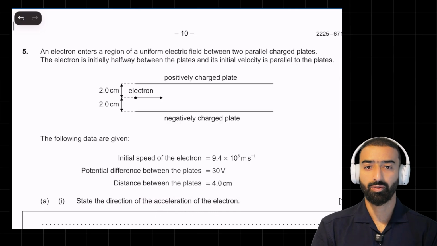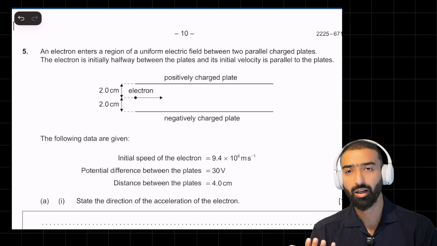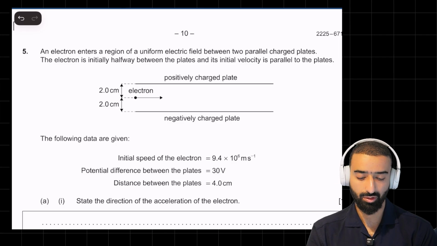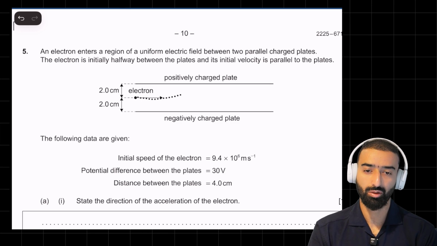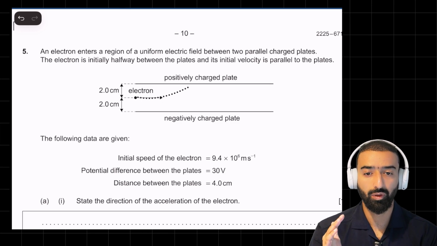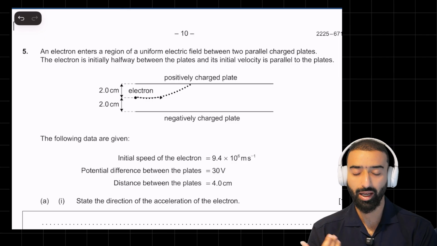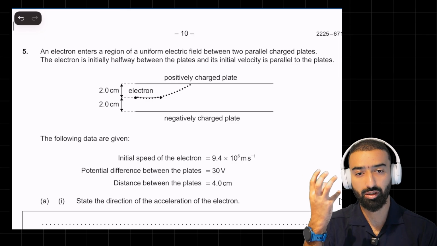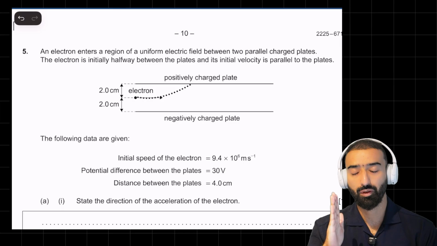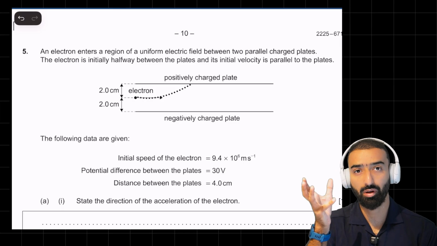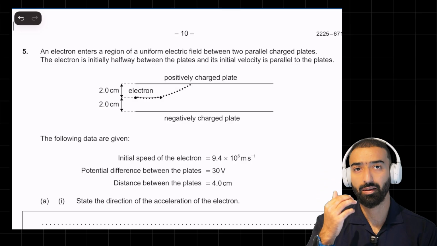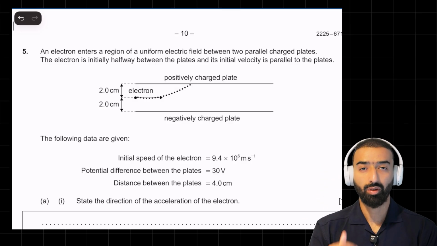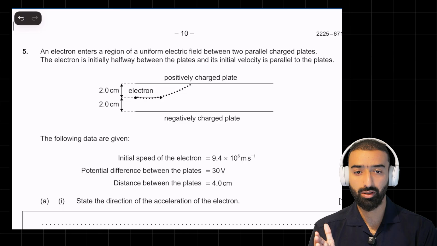To find the direction of acceleration, it's good if we can find the direction of force. When the electron is pushed inside the plates, that's when it moves into the plates, it will curve upwards. It will be attracted towards the positive plate. That means if the force points up towards the positive plate, the acceleration must point upwards as well. So the answer to the question is upwards towards the positively charged plate.